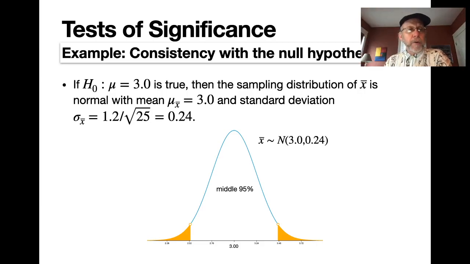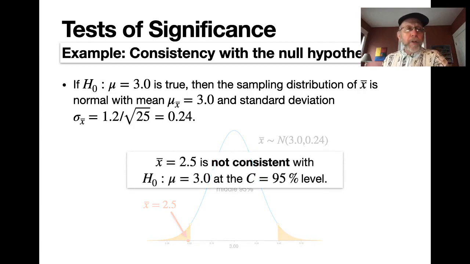So where does our observed value of x bar fall? Well, our observed value of x bar was the 2.5 average favorability rating from the focus group, and that does fall outside that middle 95% of the sampling distribution, assuming that the true mean is unchanged at 3.0. So based on the sampling distribution, we would conclude that x bar equal 2.5 is not consistent with the null hypothesis that mu is equal to 3 at the 95% confidence level.